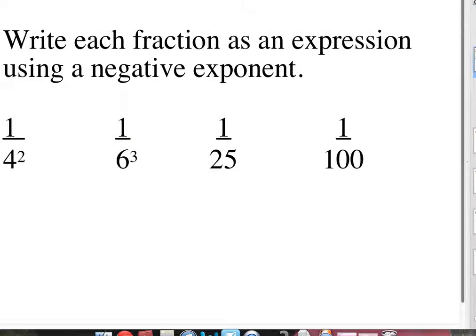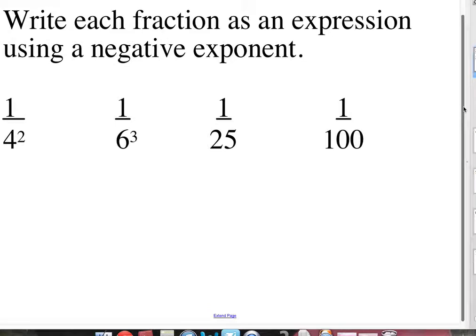Let's do some more work with negative exponents. These directions say write each fraction as an expression using a negative exponent. So if I look here at 1 over 4 to the positive 2, I don't see a negative exponent. Yeah, I realize that, right? That's because we sent him to the basement for an attitude adjustment. But now we're going to undo that. What would this look like before we sent the 4 to the basement for the attitude adjustment? How could we write this with a negative exponent?